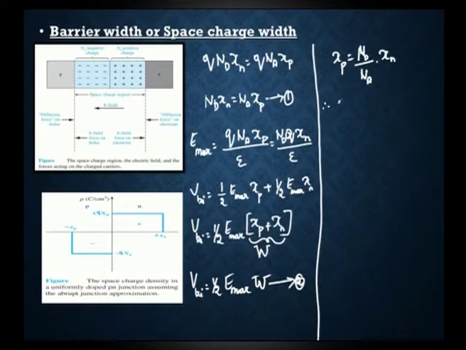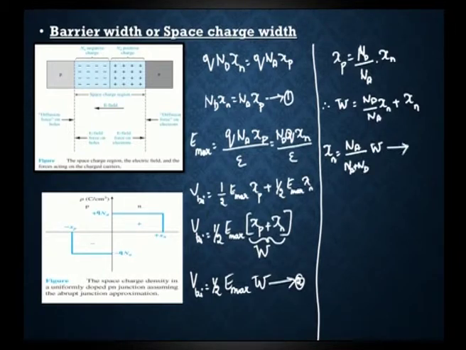Therefore, we can rewrite this for the W value. W is equal to Nd divided by Na Xn plus Xn. This Xp value we are going to substitute with the W expression, and Xn we can get in terms of W, that is Na divided by Na plus Nd into W. This is equation 3.